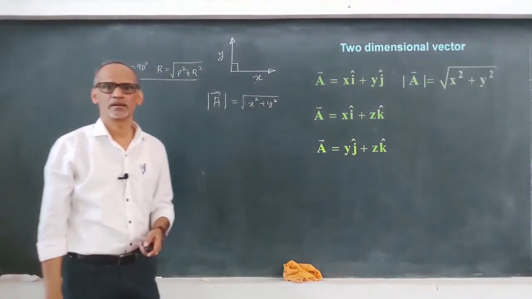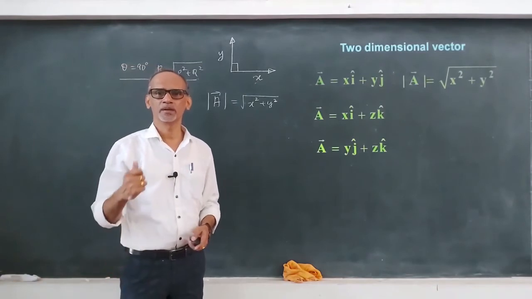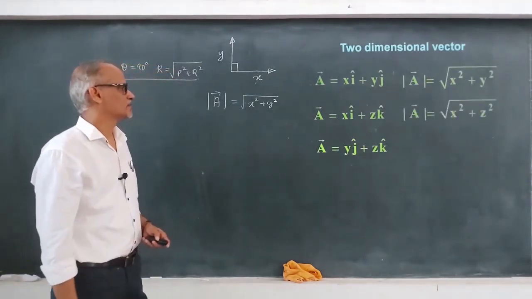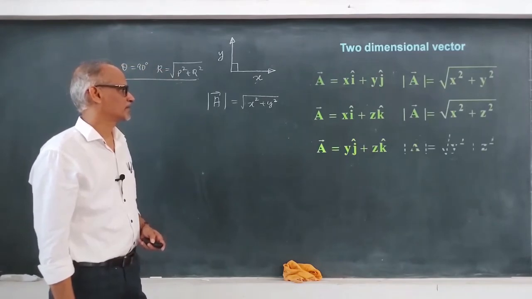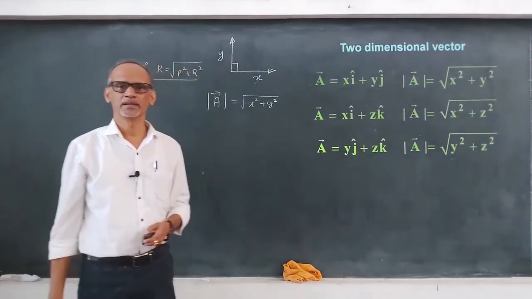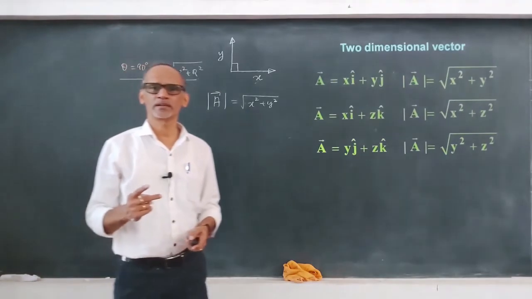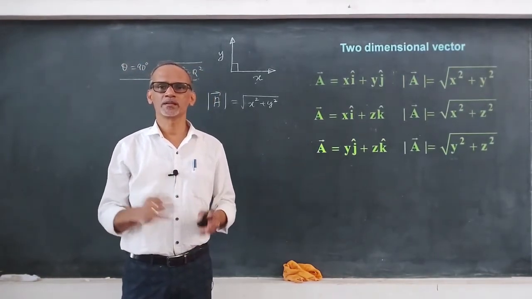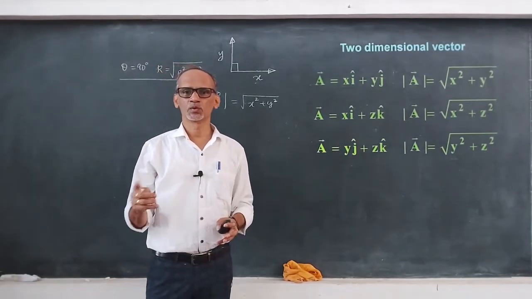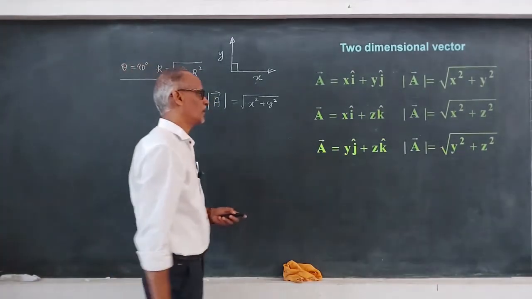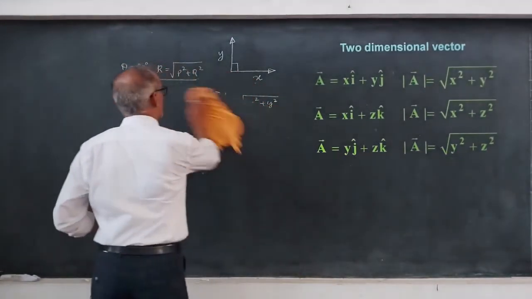So hope you understood how we get that particular formula. This is from the addition of vectors. Similarly, for the next vector, it is root of x square plus z square. Similarly, for the third, the magnitude is root of y square plus z square. Are you clear? So in the case of a two-dimensional vector, there will be two axes, either xy, xz or yz, and the magnitude is the root of the sum of the squares of their components. Clear? Okay.